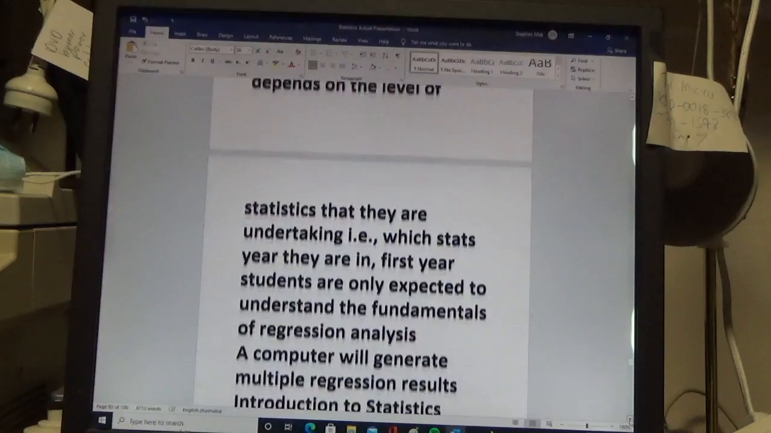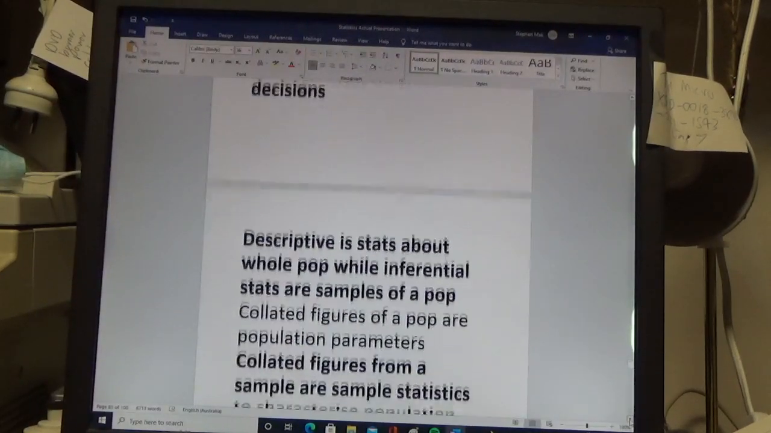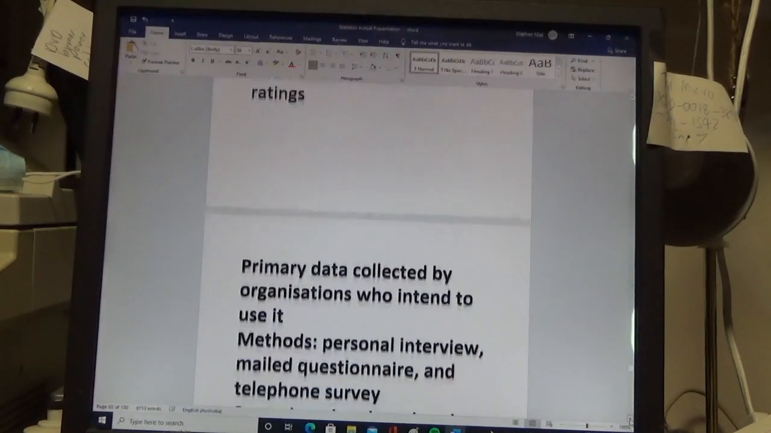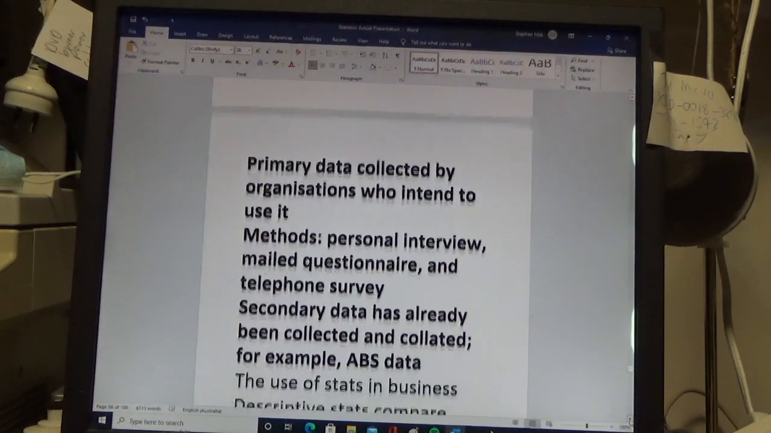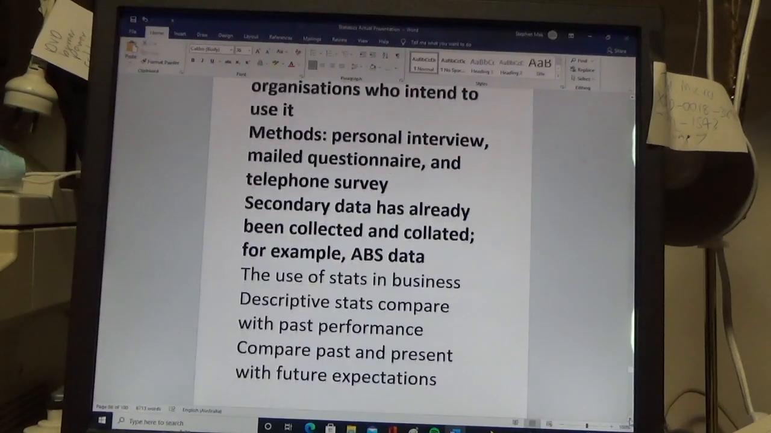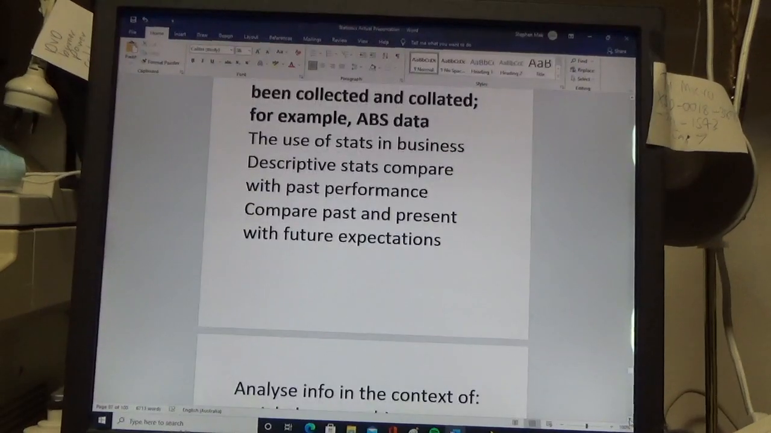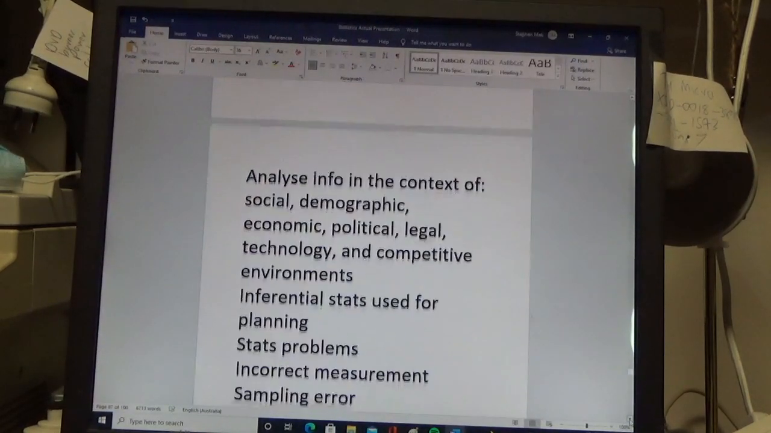Also, there are just some other terms. Primary data is collected by organisations intending to use it: personal interview, mail questionnaire. Secondary data has already been collected and collated, for example ABS data.